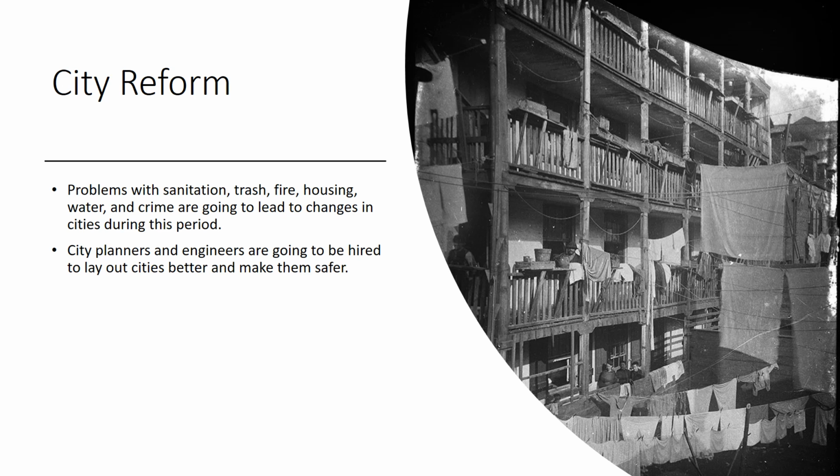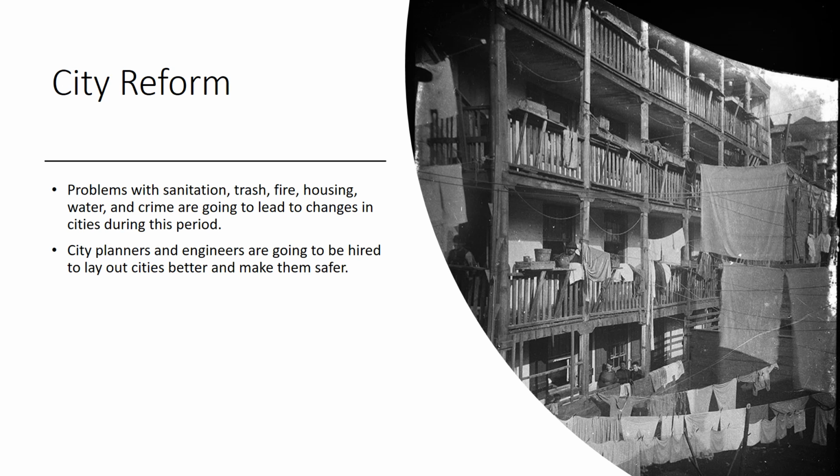One way we can combat all of these things during this period, the progressives are going to push through what people called city planners and engineers. Engineers are good at building things and developing things. And so these city planners are going to plan out cities. They're going to use the engineers to give them ideas for how best to lay things out. And they're going to be hired in cities to make them better and safer. And that's absolutely what happens.